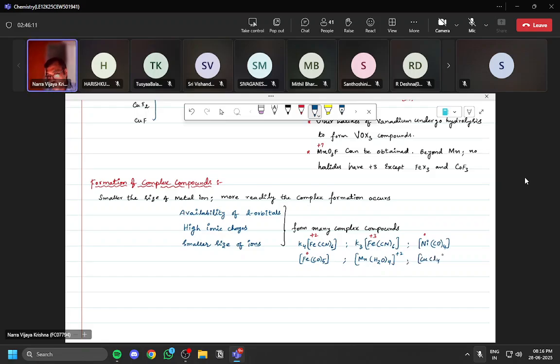CuCl4 2 minus complex, etc. All these are examples of complex compounds. Next, sir.